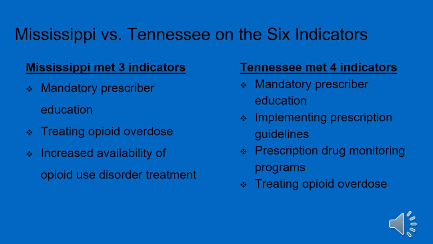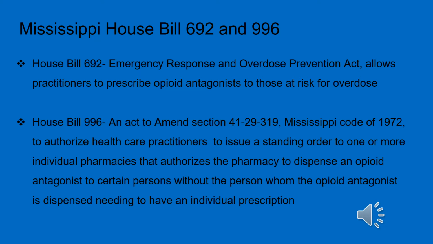The next two slides will discuss House bills passed in Mississippi and in Tennessee to address the opioid epidemic. Mississippi House Bill 692 allows practitioners to prescribe opioid antagonists to those at risk for overdose. This also provides immunity for a person who seeks treatment for an overdose. They won't get arrested if they seek treatment for an overdose.